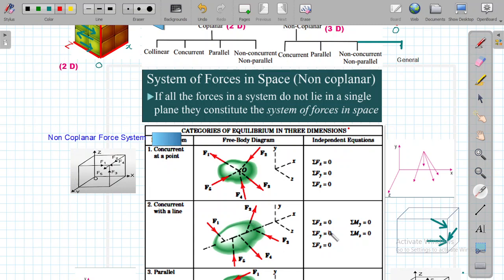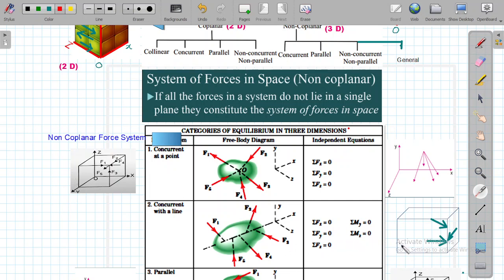we can very easily write the independent equations sigma Fx equals 0, sigma Fy equals 0, sigma Fz equals 0. But since all these space forces in 3D have the capability of rotating this body about the y-axis and z-axis, we can also write the independent equations for moments as sigma My equals 0 and sigma Mz equals 0.